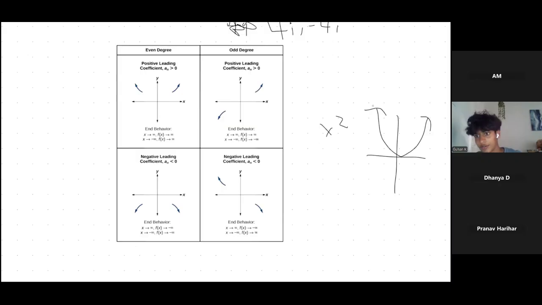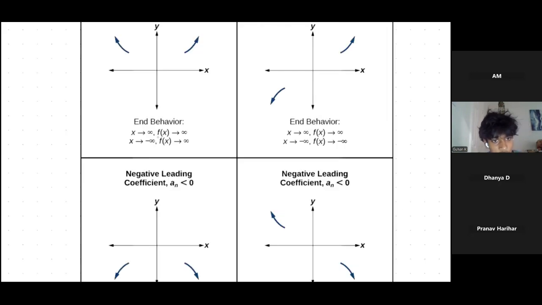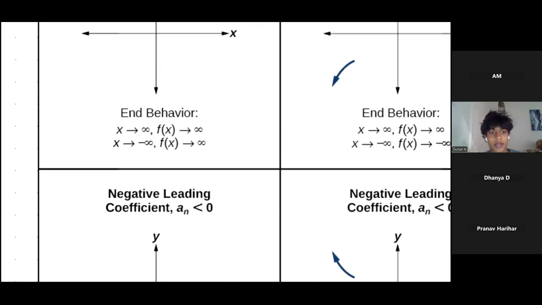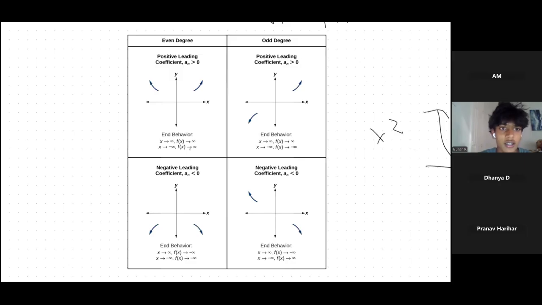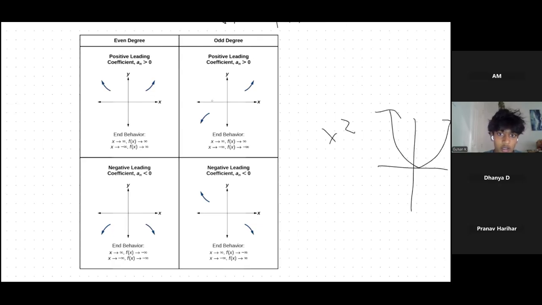Whenever x is going to negative infinity, y is going to infinity. And as x is approaching infinity, y is also going to infinity. So the end behavior for this is going to be this right here. You zoom in: x to infinity, f of x, which is y, to infinity, then x to negative infinity, f of x to infinity. Now, we're talking about a positive leading coefficient here, right? So it's just x squared. So the leading coefficient is 1, right?